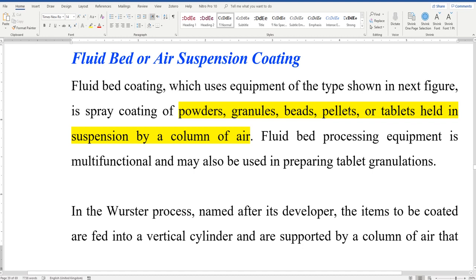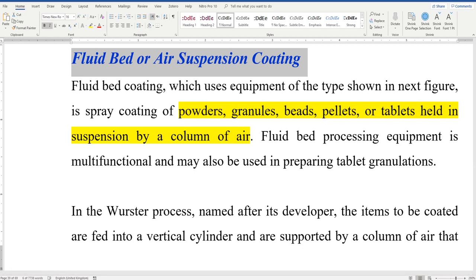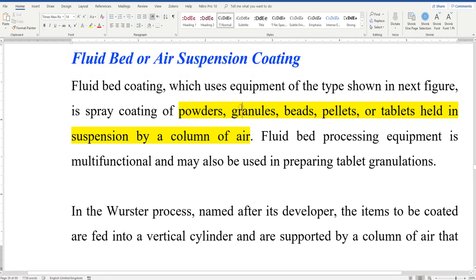Okay, if we want to do coating by a special method, then we can use what we call fluid bed or air suspension coating. You remember the fluidized bed process where the powder gets mixed and then you spray the powder to make granules and then you dry these granules. Now we can use very similar equipment to coat the tablets or the granules with a film coating, whether this film coating is enteric or non-enteric.